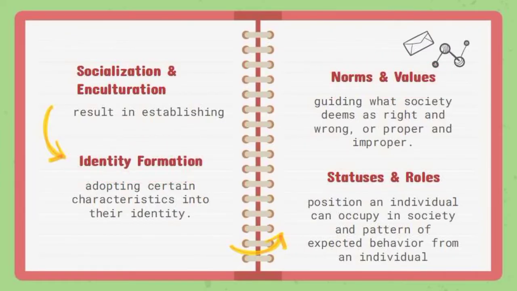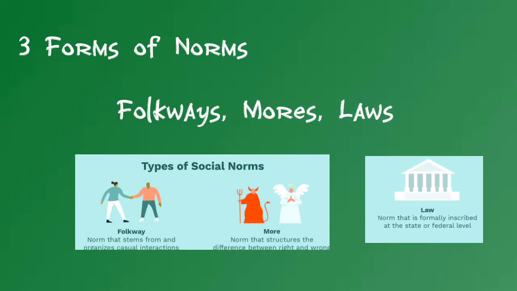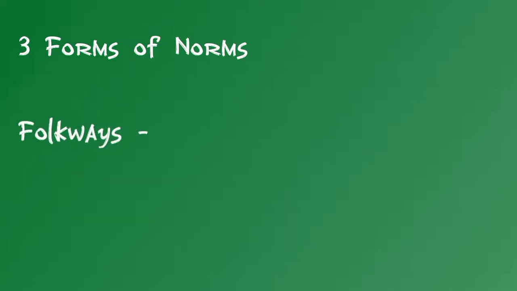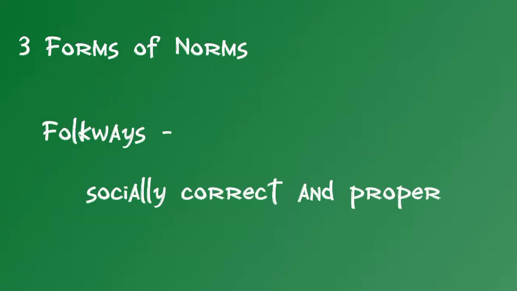Norms and values. Norms guide people regarding what is right, wrong, proper, and improper. There are three forms of norms: folkways, mores, and laws. Folkways are customary patterns that specify what is socially correct and proper.